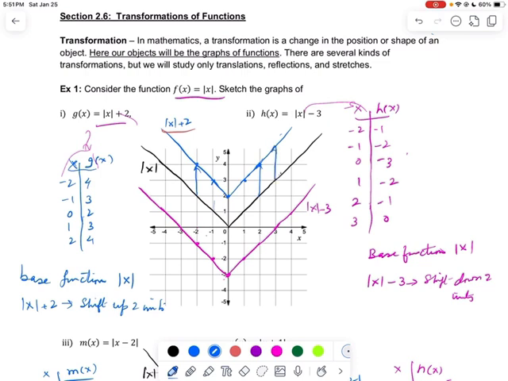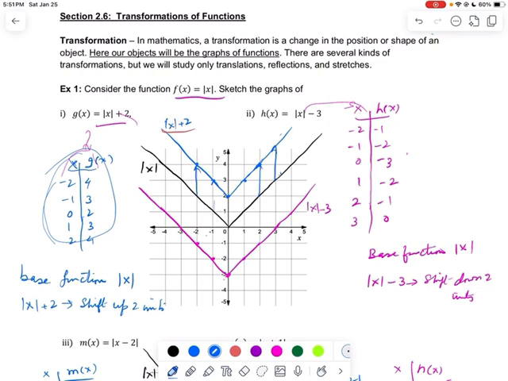Okay? So instead of making the table of values, if you know the shape of the graph of your basic function, which in this case is absolute value of x, then anything which looks like absolute value of x plus a number means you just take the function absolute value of x and move it, whatever the number was, so many units up.